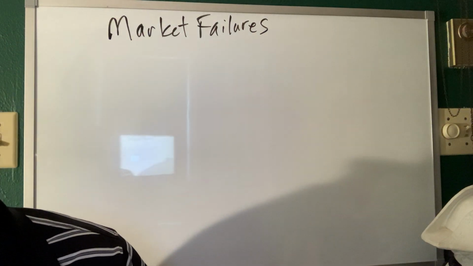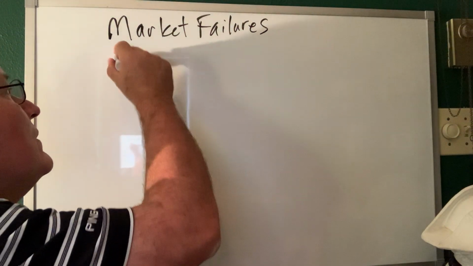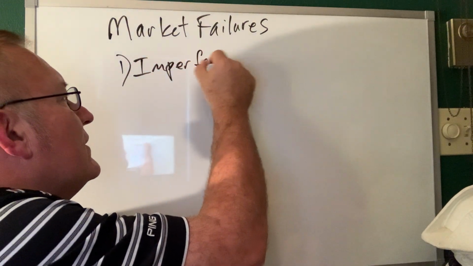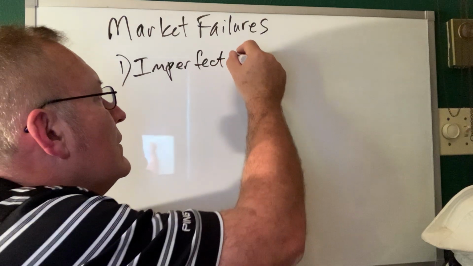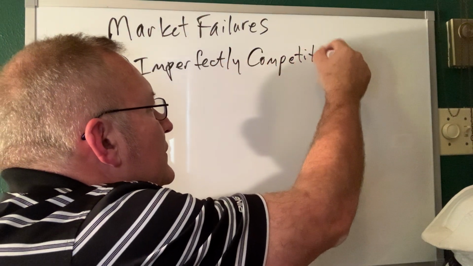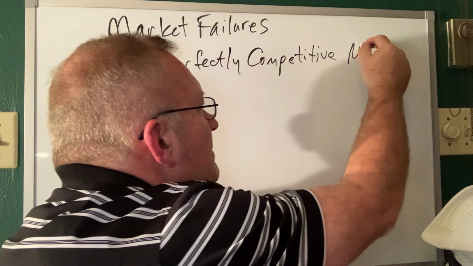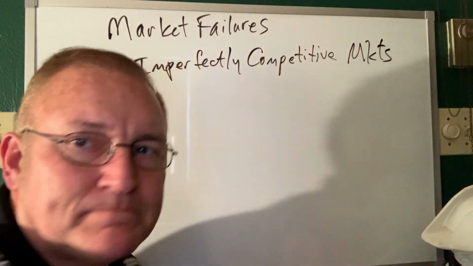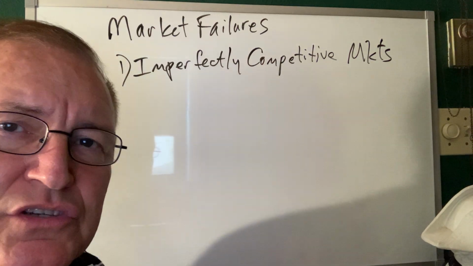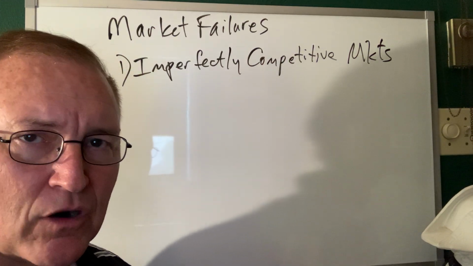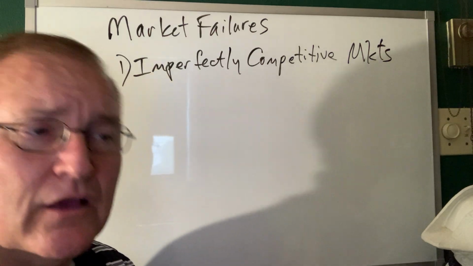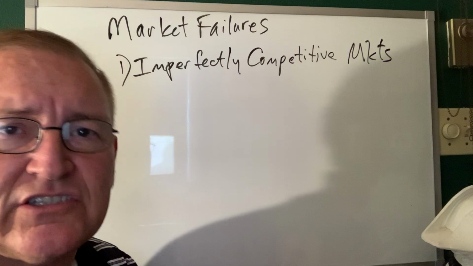The first that we'll talk about is imperfectly competitive markets. Bottom line, when there's reduced or no competition in a market, in order for markets and market economies to work effectively and efficiently, there needs to be competition.